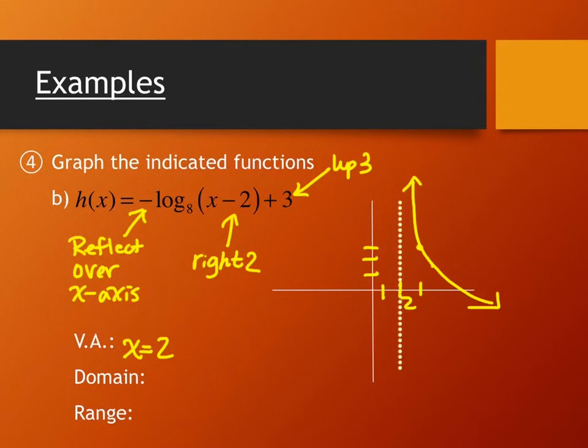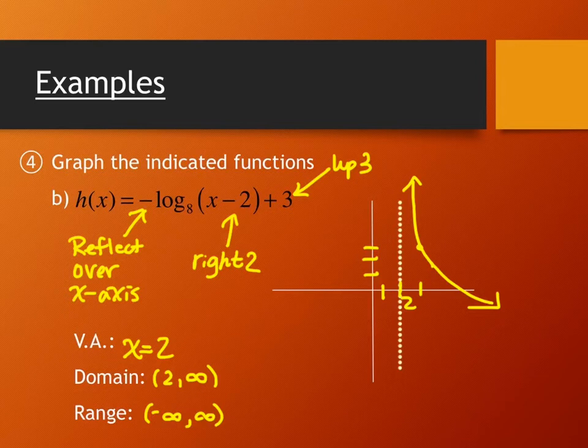I already identified the vertical asymptote. What's the domain for this graph? Close. Yeah, 2 to infinity. We can't equal the 2 because there's an asymptote there, but we can get really, really close to the asymptote. So it's 2 to infinity. What's my range? Yeah, negative infinity to infinity. Okay, any questions on that?